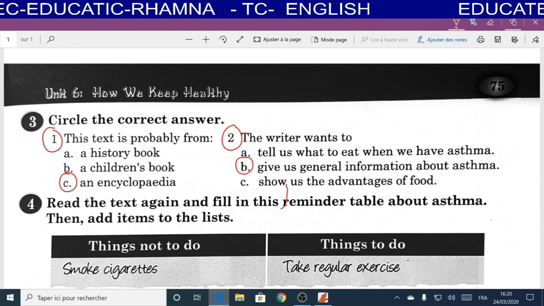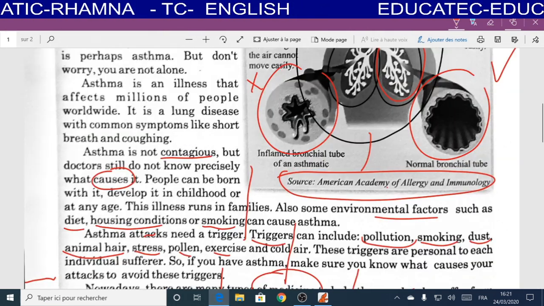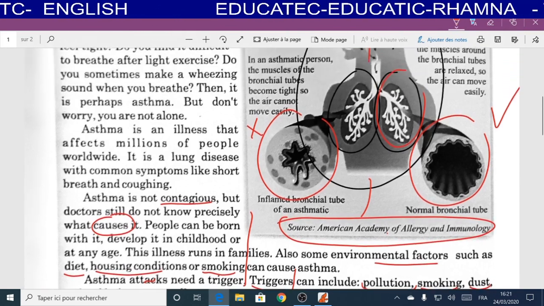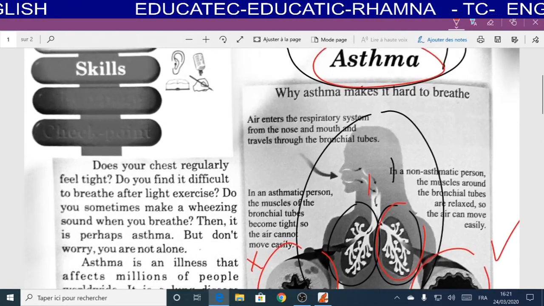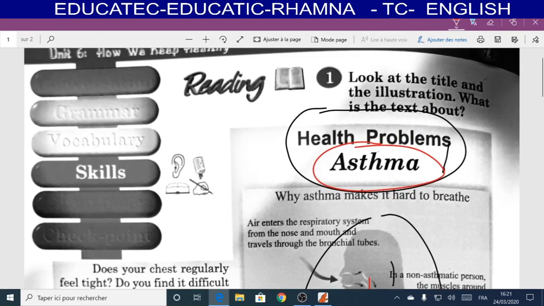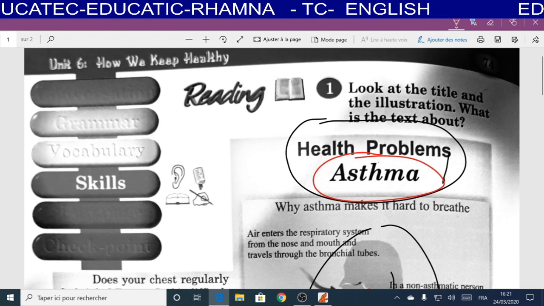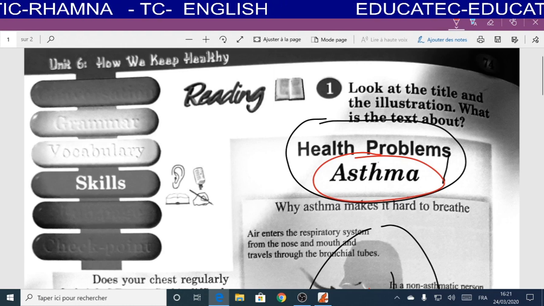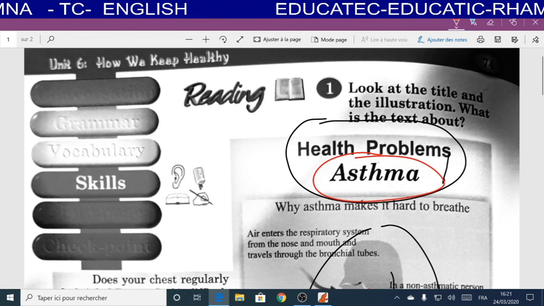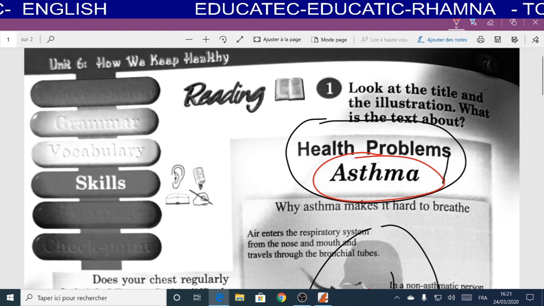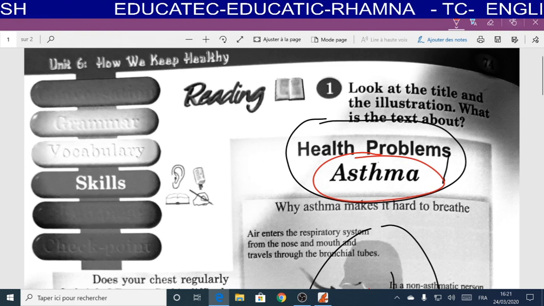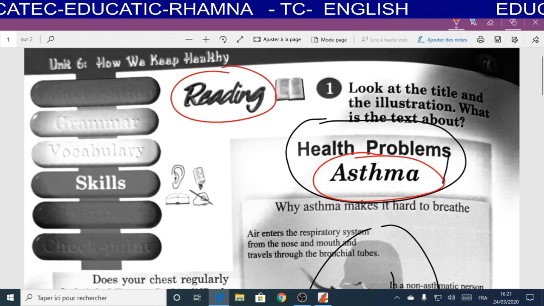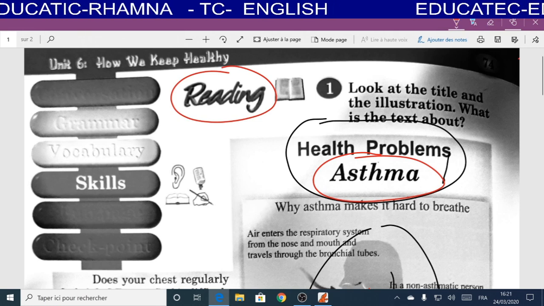I think there is too much marker on this text, but it's okay. All right. So, as I said, this extract is taken from the student book of the Common Core. So, what is it about? The title of the unit is How We Keep Healthy. And what activity is this? This is the reading activity that we have in Unit 6, and it is page 74.